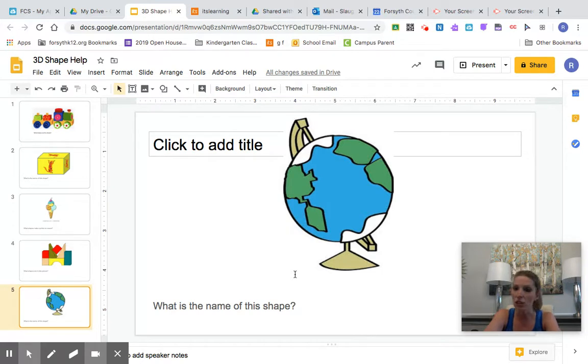So hopefully that helps you, friends, with some names of your 3D shapes. I know it's a little tricky and I know it's hard because we're not actually in the classroom working on it. So hopefully this will help you with your 3D shapes. Hope you have a great day of online learning. I love all of you and miss you so much. If you need more help with 3D shapes, you let Miss Slaughter know and we can conference about them.